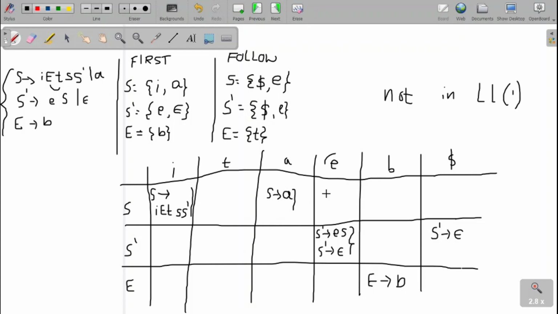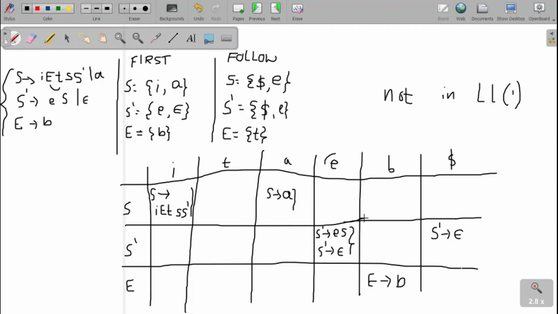It is a confusion which one I should take for the E, whether I should take the first case, that is S dash derives ES, or the second case, that is S dash derives epsilon. I don't know. That creates an ambiguity in the parser. That's why the grammar is not in LL(1).